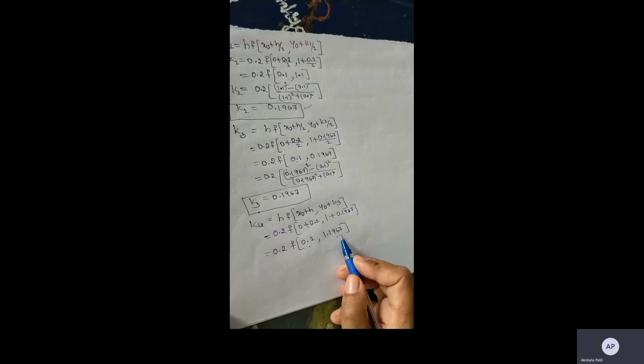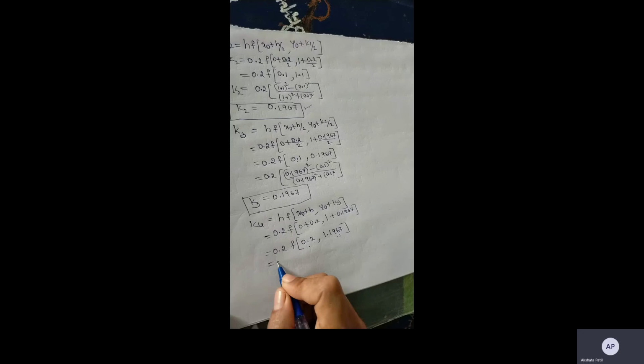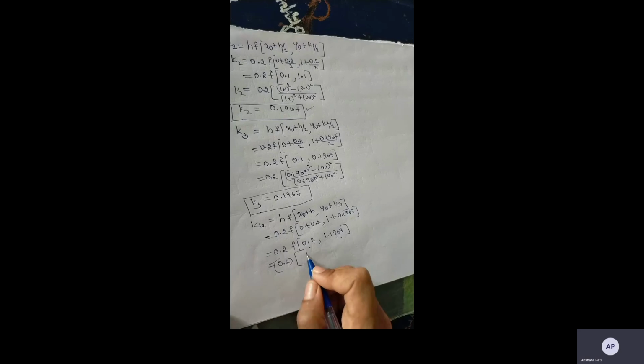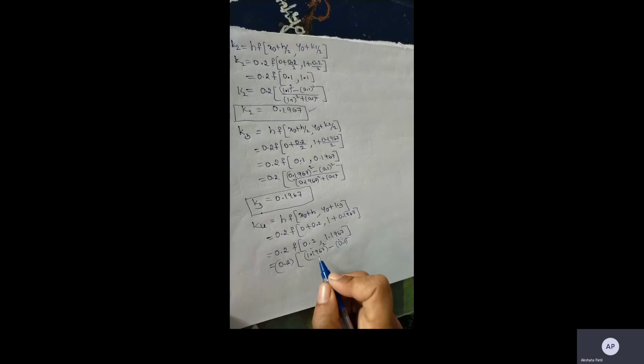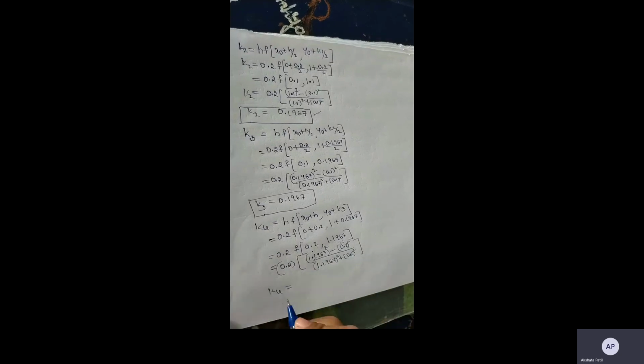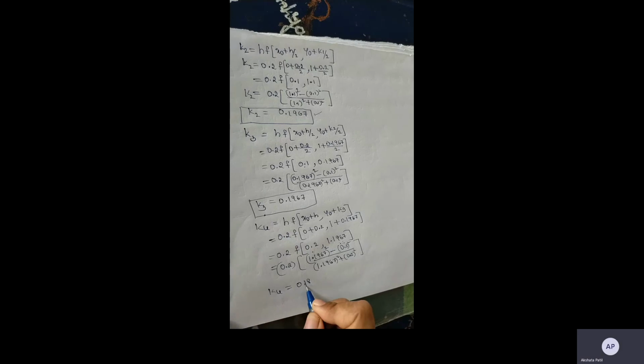Once again, use both the values x0 and y0 in the given differential equation. So you will get 0.2 into y squared, 1.1967 squared minus 0.2 squared divided by 1.1967 squared plus 0.2 squared. Now we will get K4, which, after simplification, is 0.1891. So 0.1891 is the solution of K4. After calculating K1, K2, K3 and K4, substitute all these values in y of 0.2.